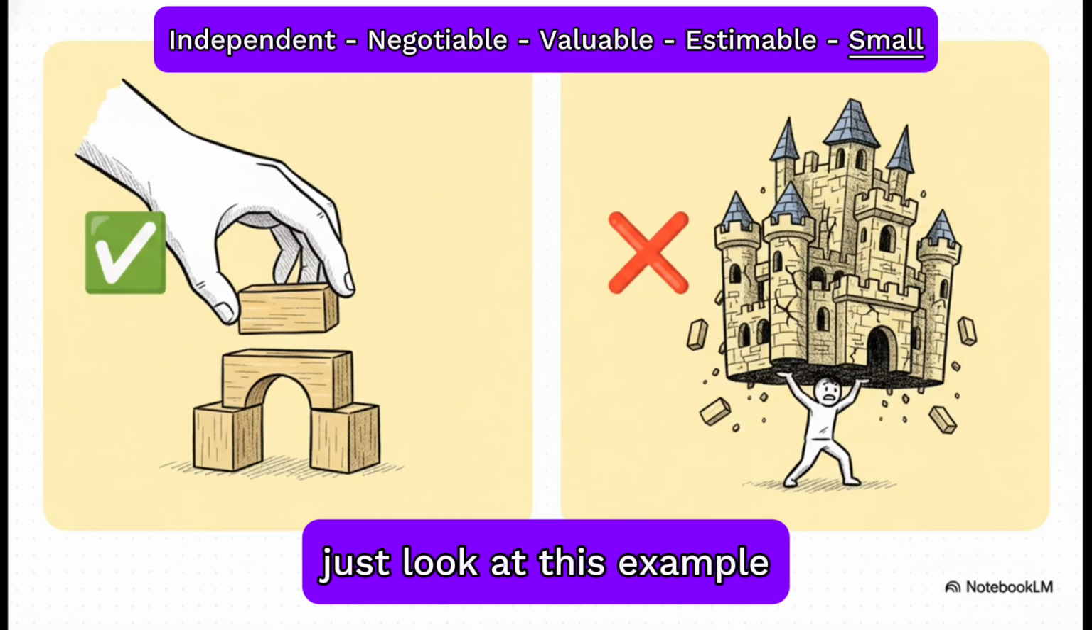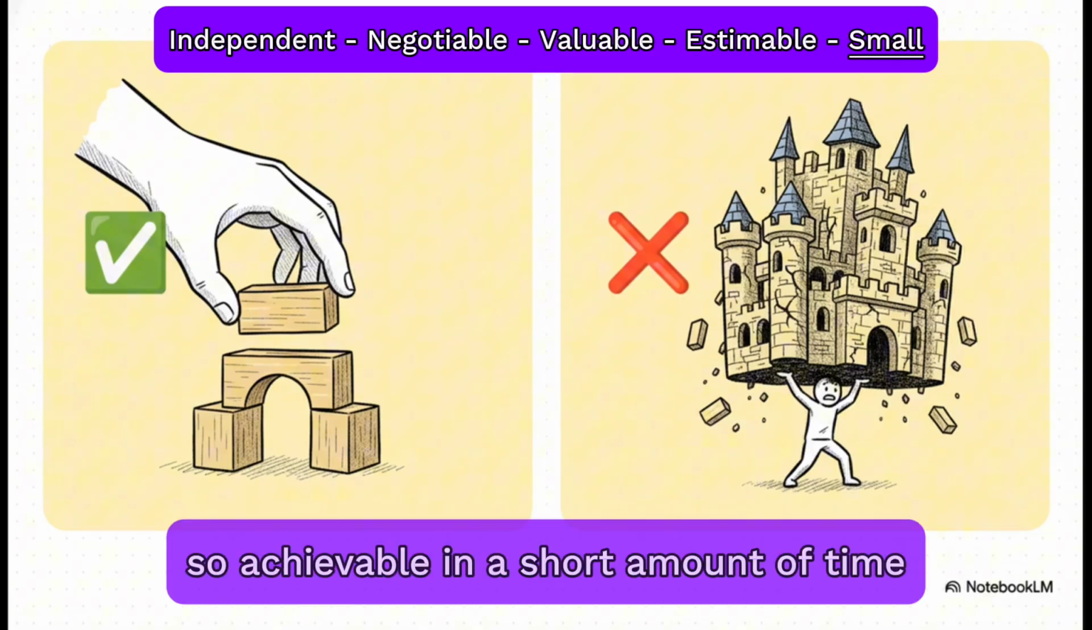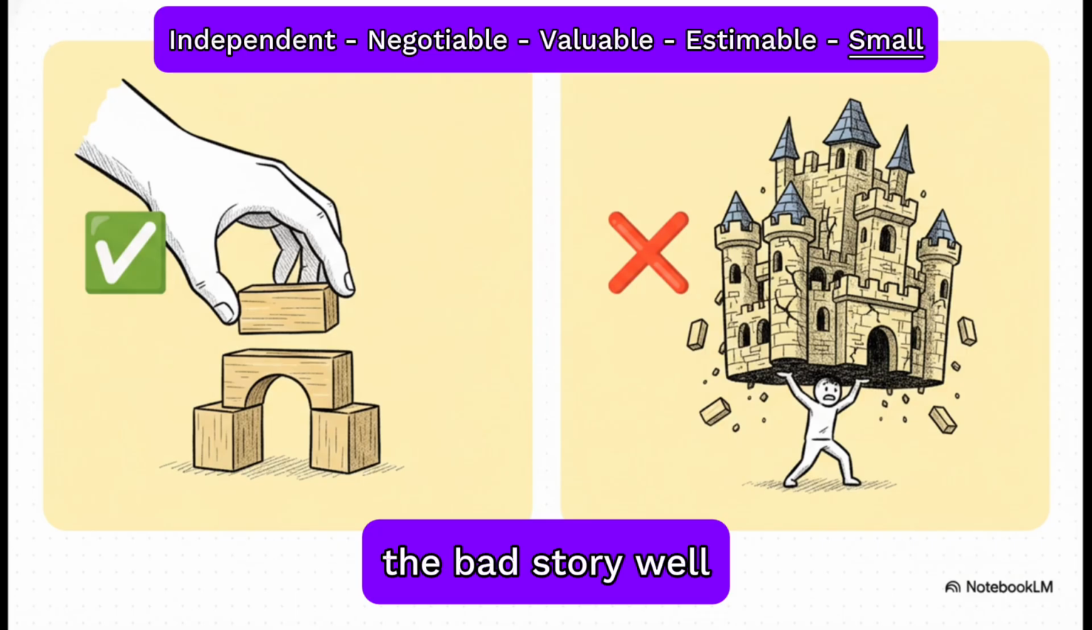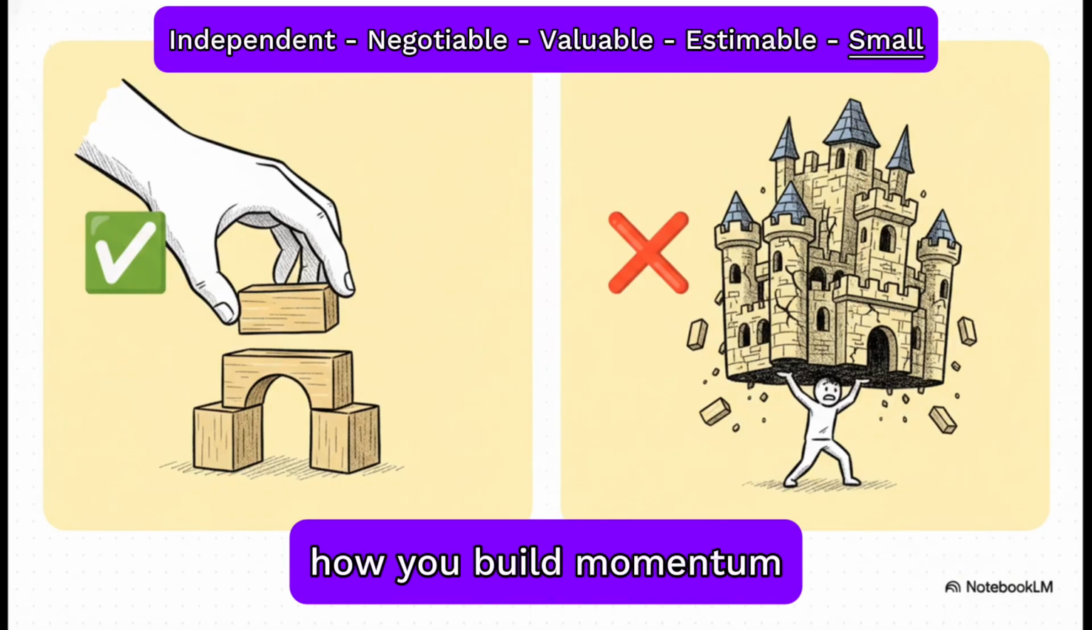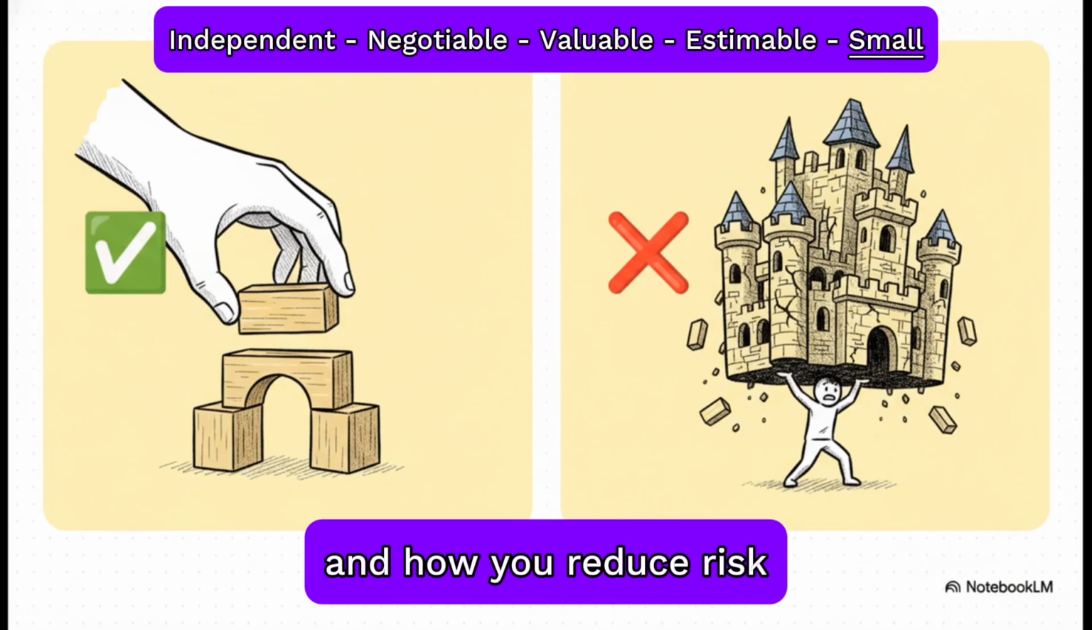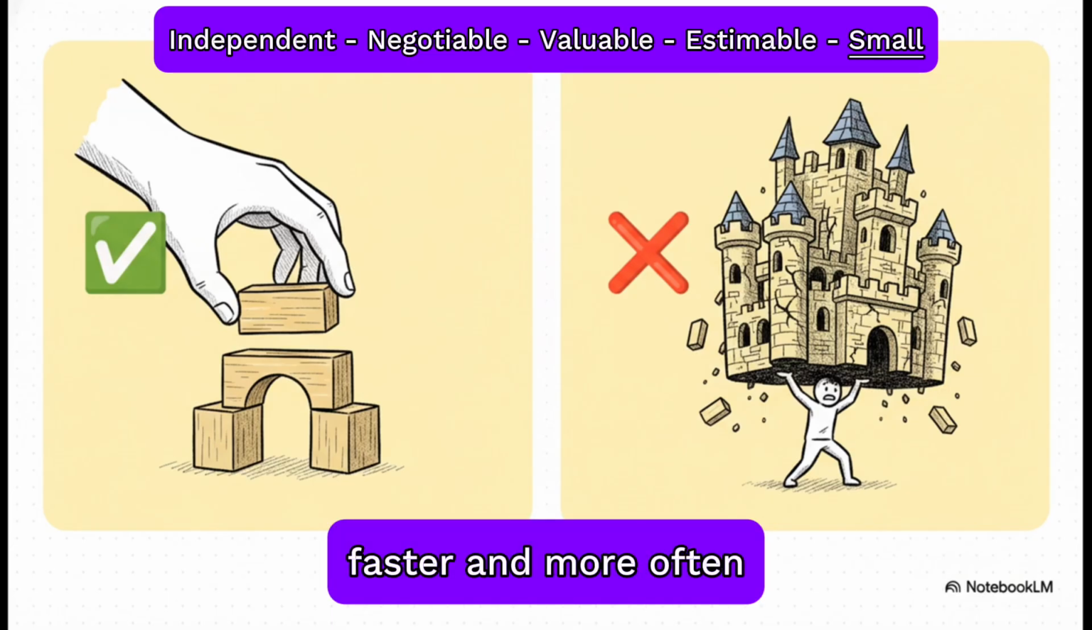Just look at this example. The good story is so focused, so achievable in a short amount of time. The bad story, well, that's not a story at all, is it? It's an entire epic masquerading as a story. Keeping stories small is how you build momentum and how you reduce risk. You deliver actual value faster and more often.